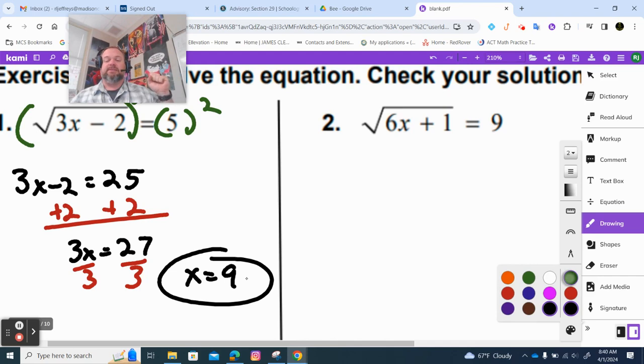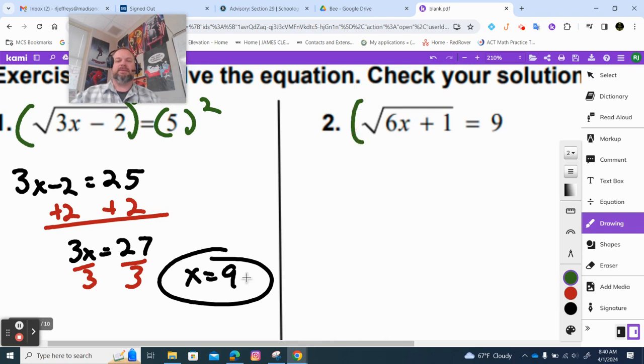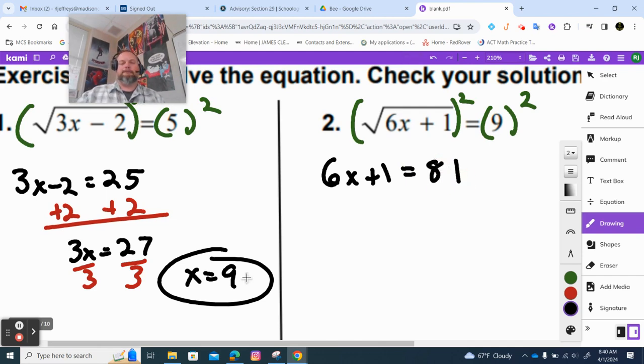All right, number 2. Is it isolated? All right. So what power do we need to raise it to? Rip that roof off. 81. Then gotta move this one over here.